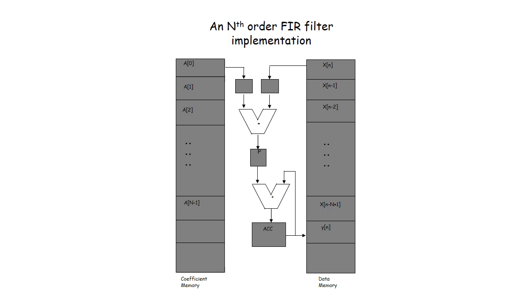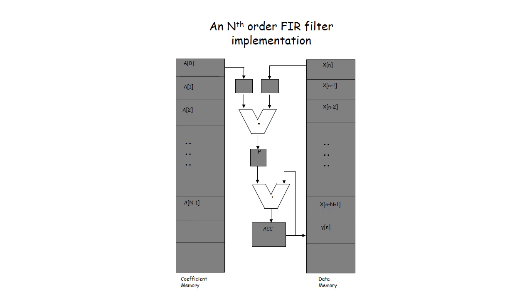And nth order FIR filter implementation. So here on one side there is a coefficient memory and on the other side the data memory. The coefficient memory should be represented as a of 0, a of 1, a of 2, etc. up to a of n minus 1. And the data memory should be represented as x of n, x of n minus 1, x of n minus 2, etc. up to x of n minus n plus 1 and y of n. So all these together form the output data memory.